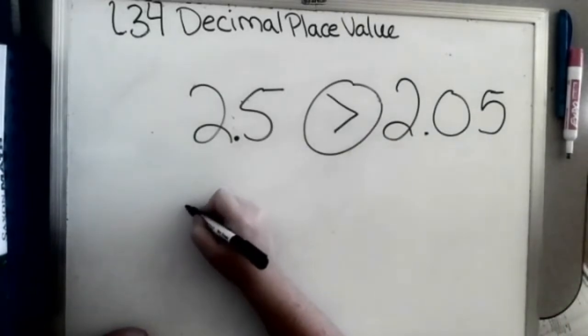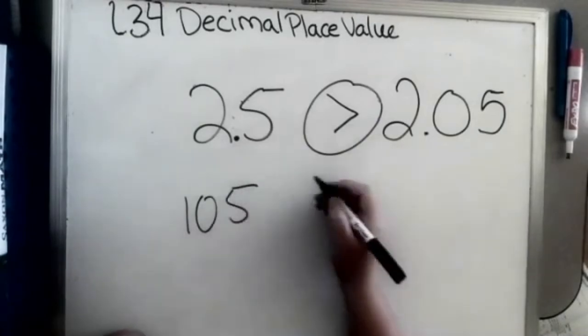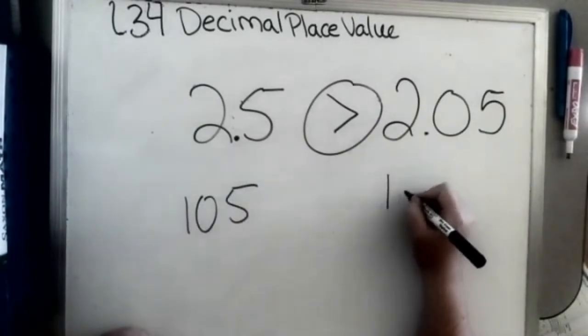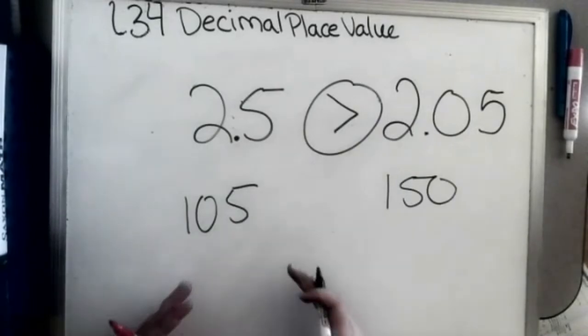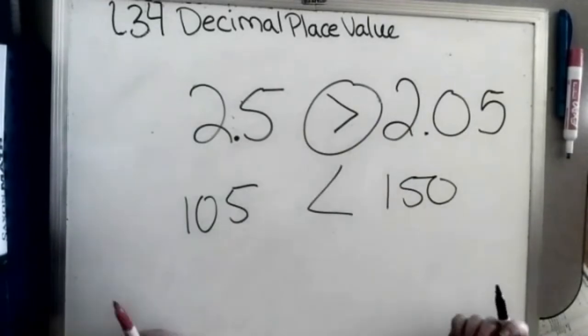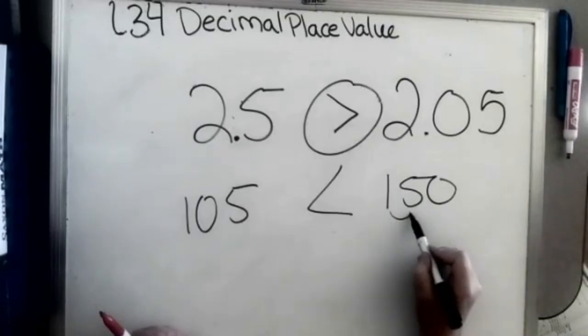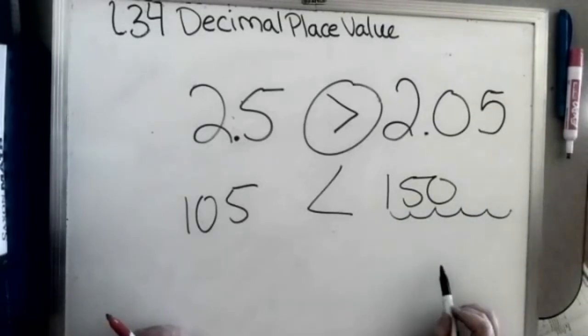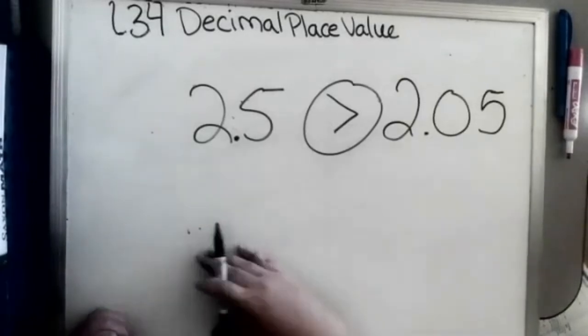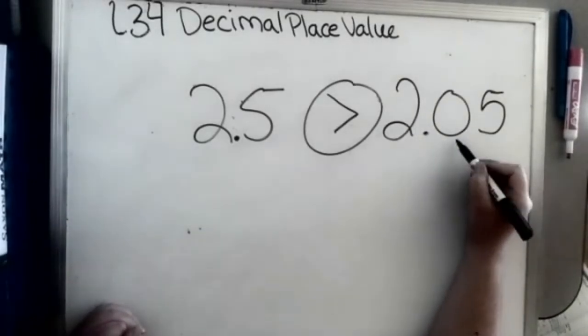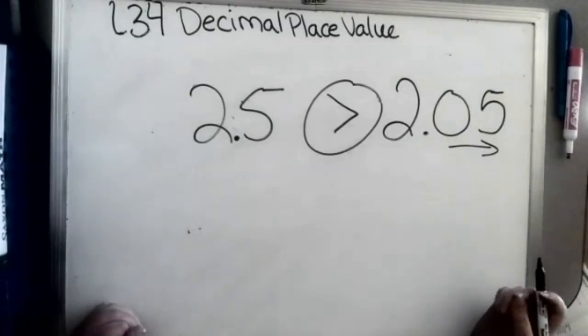Just like if you were writing 105 versus 150, the more this way you go, the smaller the number is. So that means this one is bigger, okay? Because the more this way you go in places, the smaller the number becomes. It's the same way with decimal places. The more this way you go, the smaller the number.